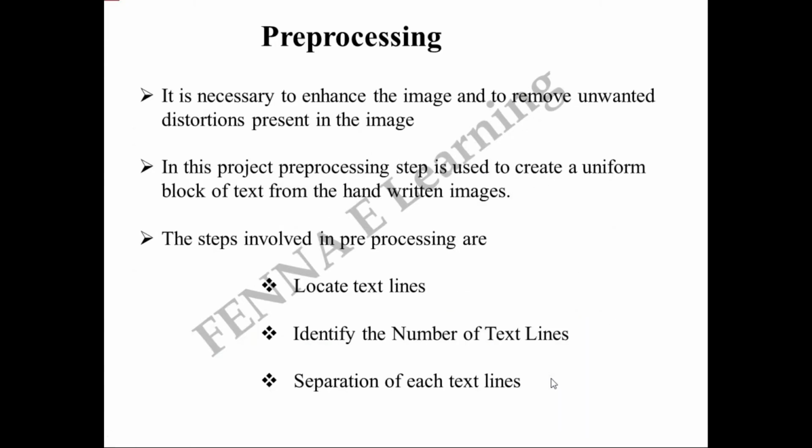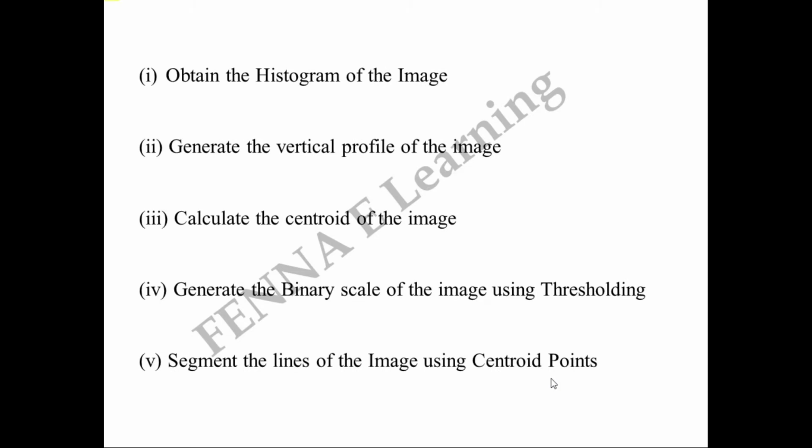Pre-processing. Pre-processing is necessary to enhance the image and to remove unwanted distortions present in the images. The steps involved in pre-processing are locating text lines, identifying the number of text lines, and separation of each text line. In the first step, we have to obtain the histogram of the image. After obtaining the histogram, we generate the vertical profile of the image. Then we calculate the centroid of the image, and the binary scale of the image is used for thresholding, and we segment the lines of the image using centroid points.